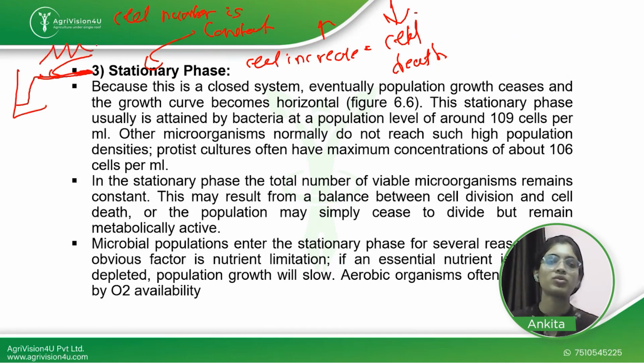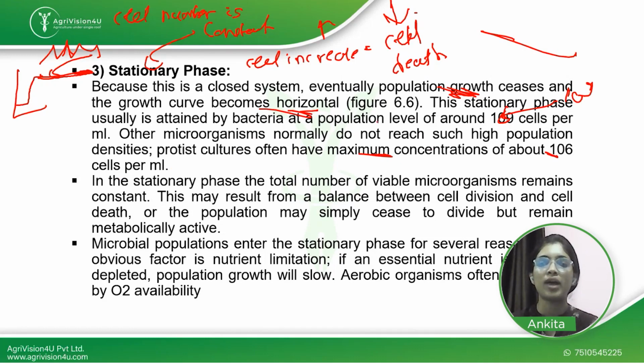It is not like this. Not fluctuating, increasing, decreasing. No. Cell number is constant. So this is the closed system population growth. So eventually, as this is a closed system, your population growth will cease. Okay. And the growth curve becomes horizontal, looking like this. Now, the stationary phase is usually attained by bacteria at a population level of around 10 to the power 9 cells per ml. Other microbes normally do not reach such a high population. They won't reach, okay? They may have a maximum concentration of 10 to the power 6 cells per ml.